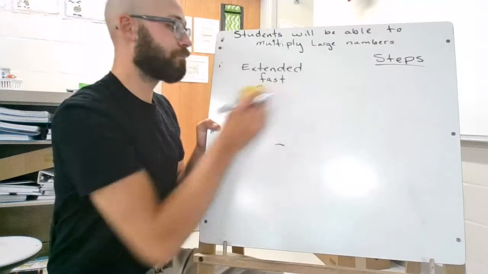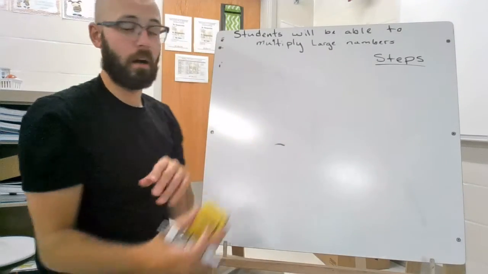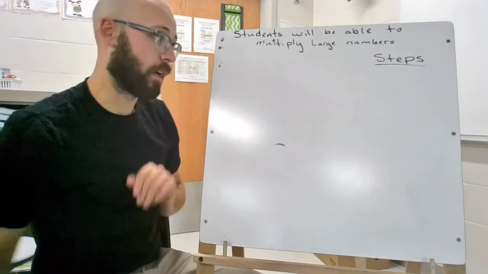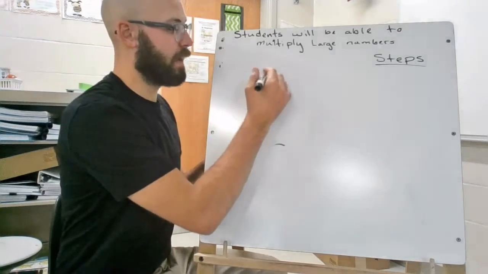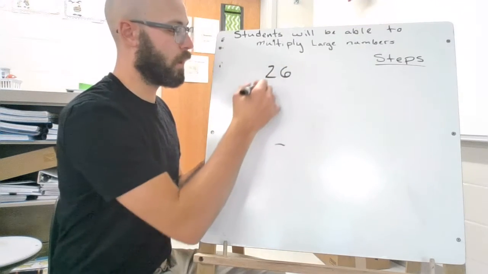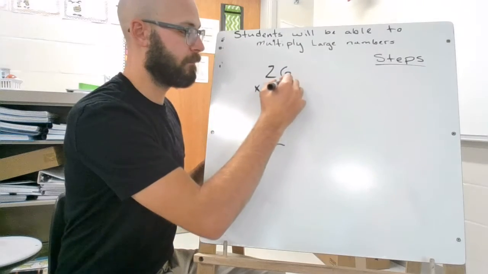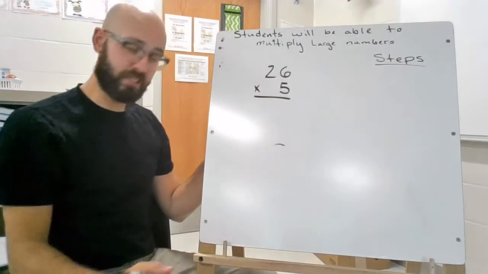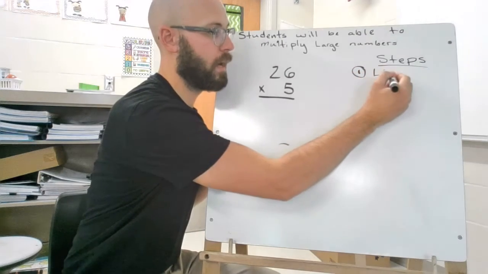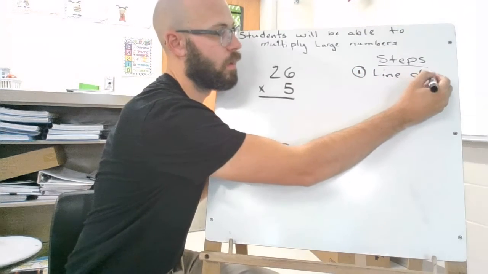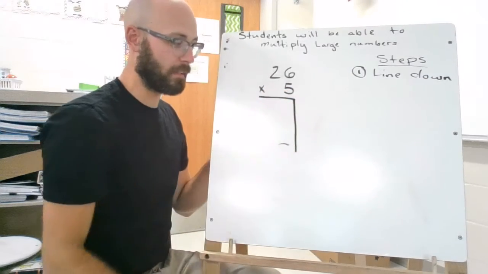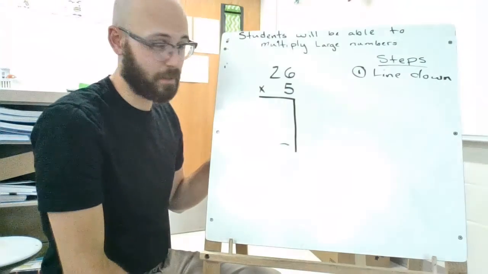At this time, I'm going to do my first multiplication problem for you guys, and I'm going to list the steps. So here we go. If we have a 2-digit number like 26, and we're going to multiply it by 5. My first step is what I call line down. I take my pencil and draw a line straight down. Pretty simple step, nothing to it.